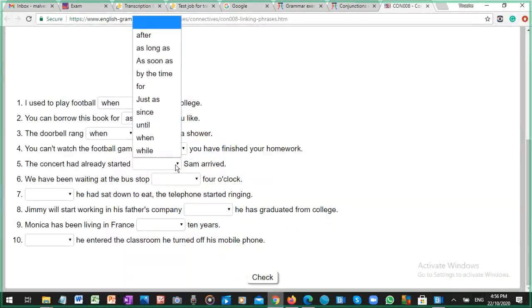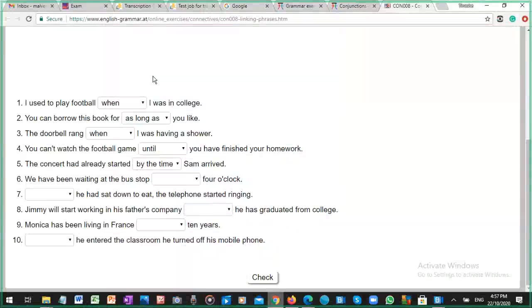The concert had already started, dash, Sam arrived. Oh, when? Correct. That's correct. When Sam arrived. But a more appropriate one would be by the time. Does that make sense? Okay. Take this one.